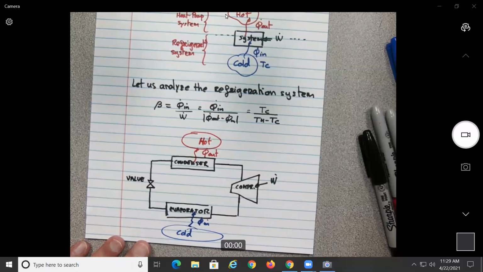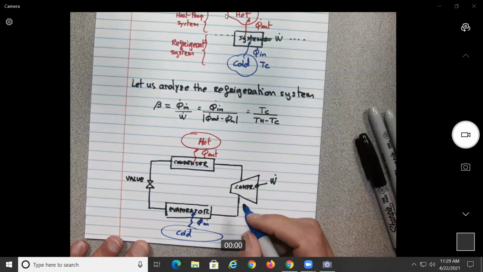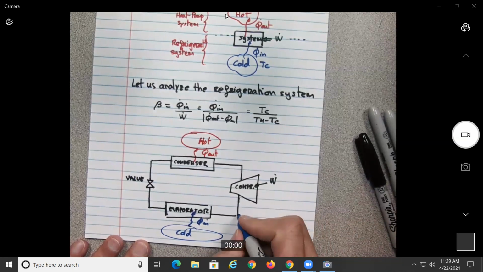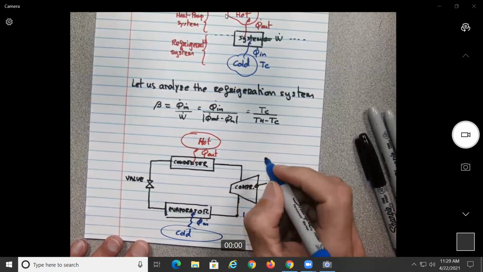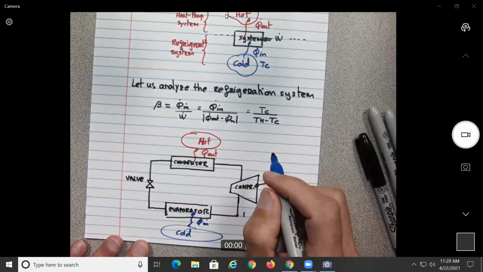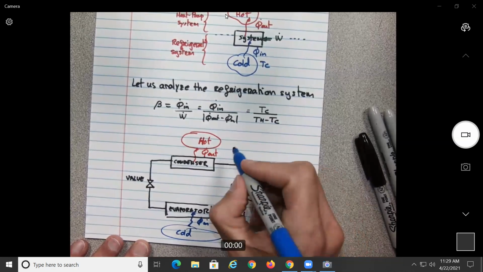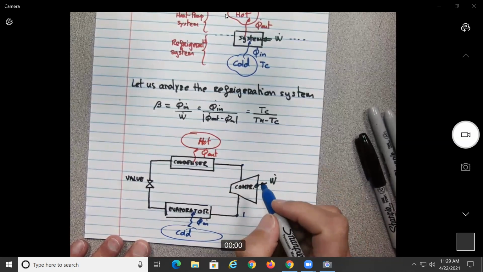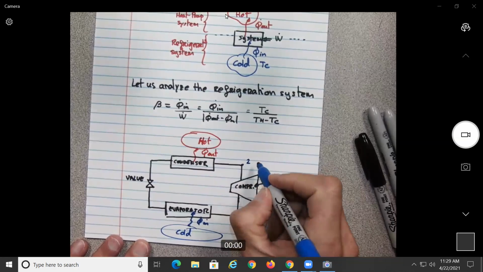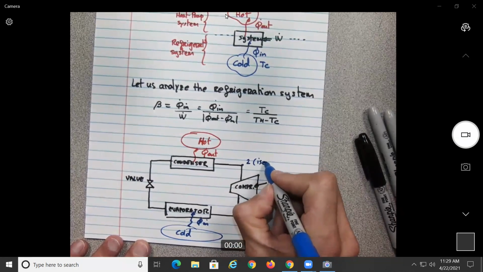Okay, so if we have here this notation, I'm gonna put numbers and then I'm gonna do a little figure. So this should be 1. Then if the compressor is ideal, what does that mean? That it's gonna work isentropically, no? So we can say this will be 2 isentropic.